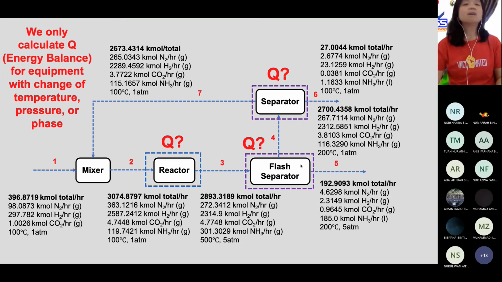Okay, so contohnya dalam slide ni you can see, let's say for stream 1, okay, I know the compound, I know the temperature, pressure, and I know the phase as well. Either it's gas phase ke liquid phase. So the phase you must know for all the compounds in that stream. Okay, kalau tak ada information ni memang tak boleh buat energy balance.